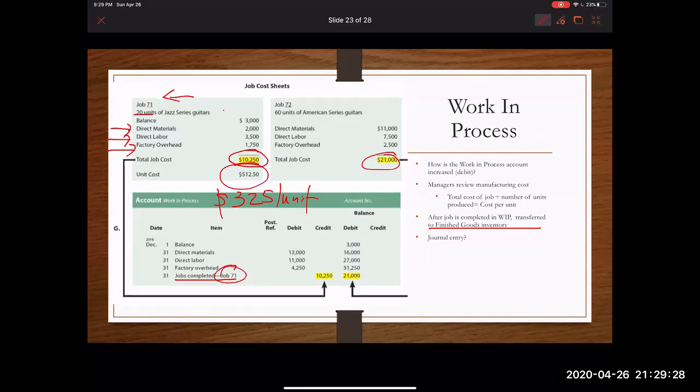All right, so back to this point, we're talking about what happens once a job is completed in work in process. We've added all of the direct materials, the labor, and the factory overhead, and now it's no longer work in process. We've completed it. So now we're going to transfer it out of that account to finished goods. And to do so, we're going to debit finished goods and credit work in process. Our work in process is decreasing, which is pushing those finished goods to a new account.